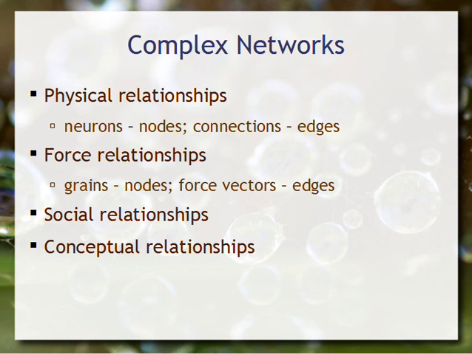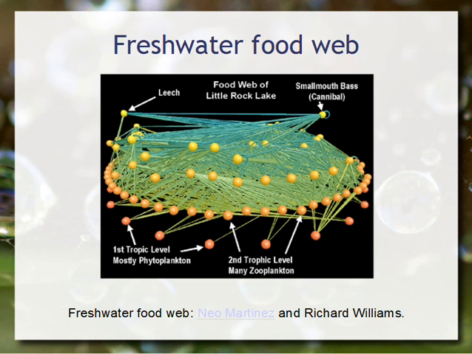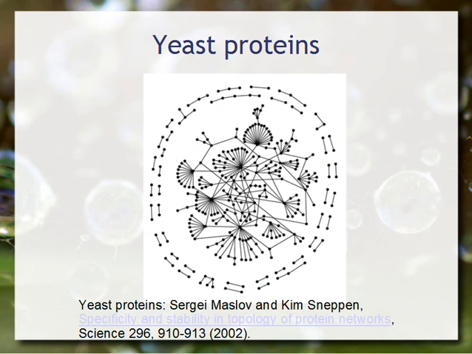So in complex networks, you can have graphs considering physical relations, like neurons could be nodes and connections could be edges. You can have force relationships like grains, and Luciano is doing an interesting research on that. Grains could be nodes and force vectors could be edges, and you can look at that. Social relationships, conceptual relationships. Here are some interesting examples. This is the network of relations and appearances of the characters in Les Misérables. And here is a complex network studying the freshwater food web. You see, it's always a graph, and something here is the contagion of tuberculosis, and yeast proteins.